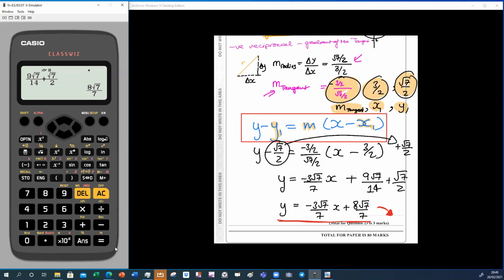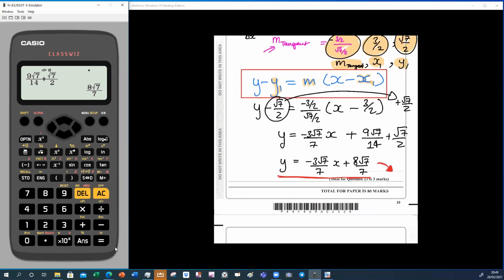So what's the other thing you love doing with these fractions? When you multiply by the denominator? So you times it by 7, y equals minus 3... Oh yeah, that bit. If you want to make the answer look more professional, you multiply everything by 7. So that'll give you 7y equals minus 3 root 7 x plus 8 root 7. That gets rid of the denominator. There you go. Fantastic. So that's an equivalent version of the top answer.